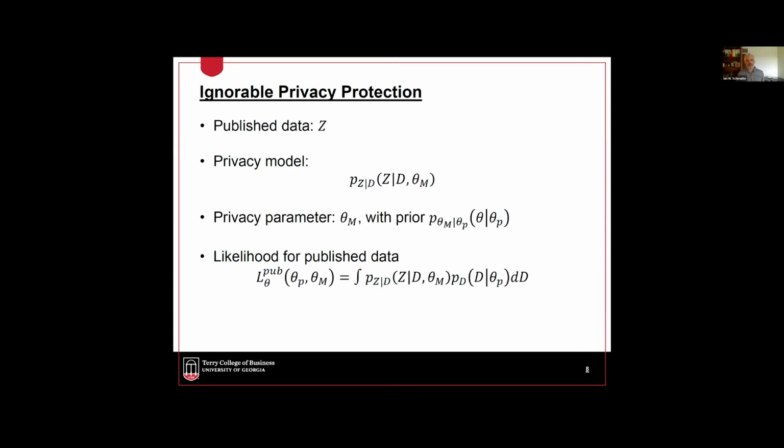the privacy model. So in the randomized response application, for instance, theta m would be p, the probability that the respondent is told to lie, or the probability on the spinner. And that parameter we could think of as also having a prior. And if we have all of this machinery, then in the most general case, we know what the likelihood is for the published data. We could obtain it by integrating out the true data from the product of the privacy model and the data generating model.